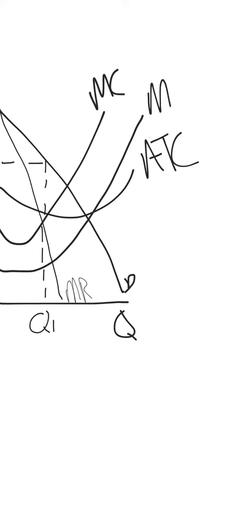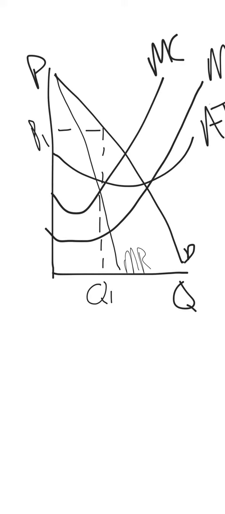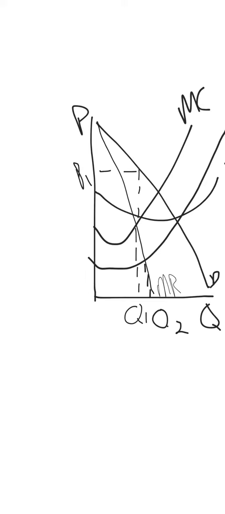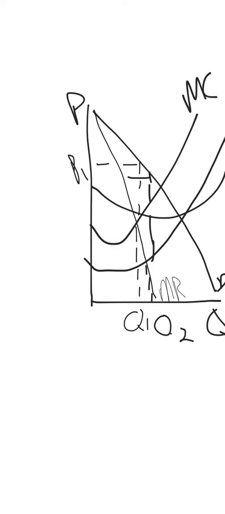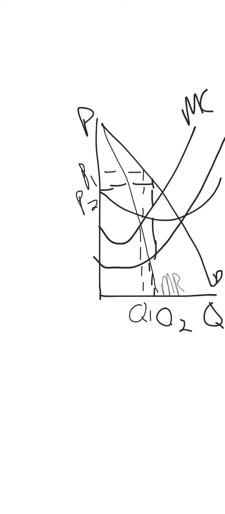this would become your new marginal cost curve. That also would change how your quantity is, so this would become your new quantity right here, and then you would dot all the way up to the demand curve and over, and then that would become your new price. And that is a subsidy, or a monopoly reacting to a subsidy.